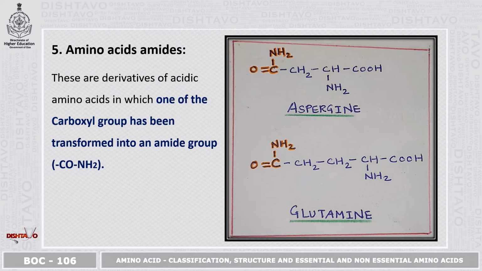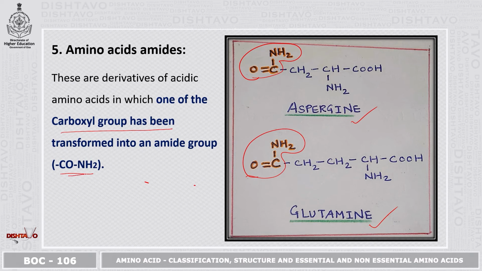Next one is amino acid amides. These are the derivatives of the acidic amino acid, in which one of the carboxyl groups has been transformed into the amide. So that is CONH2. As you can see here, CONH2 group. In this case also, CONH2 group is attached. To cite an example, we have asparagine and glutamine under amino acid amides.